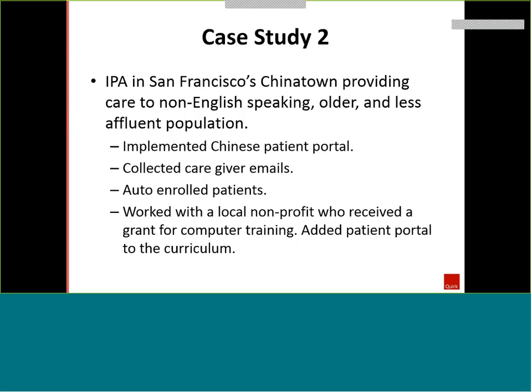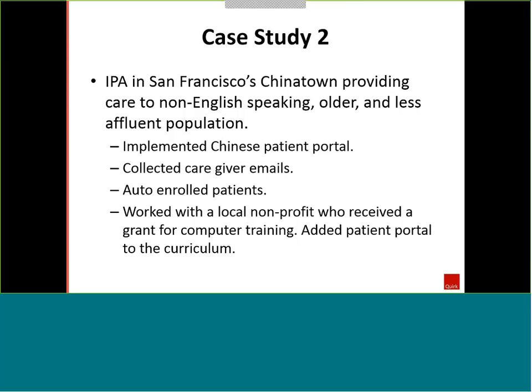All right, and then the other case study that we included in these slides, there was an IPA in Chinatown on the West Coast, and obviously a good population is non-English speaking there in Chinatown. And as you might guess, with some customization, they implemented a rollout of a Chinese version of a patient portal. And very, very similar, auto-enrolled patients.